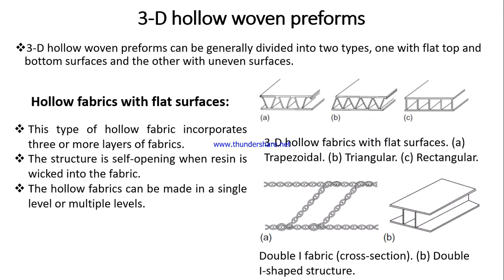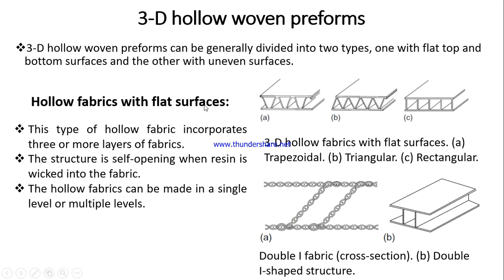3D hollow woven preform. So preform is actually the woven fabric. This terminology is used in case of composite manufacturing, because these 3D hollow woven fabrics are also used for manufacturing composites as a reinforcement. So at that time they are called preform. 3D hollow woven preform can generally be divided into two types: one with flat top and bottom surface, and the other with an uneven surface. Okay, flat surface and uneven surface.